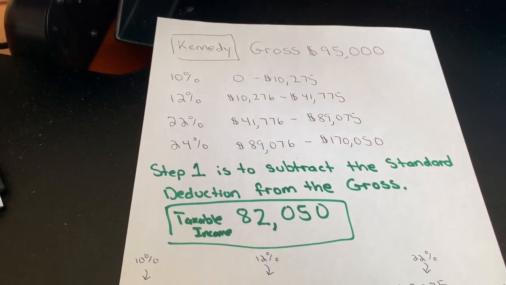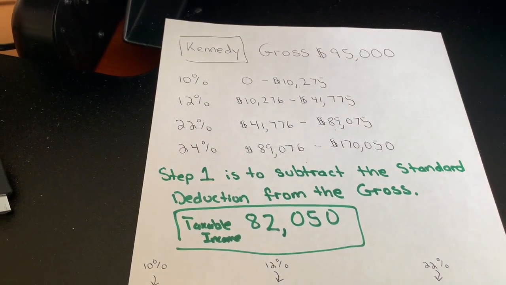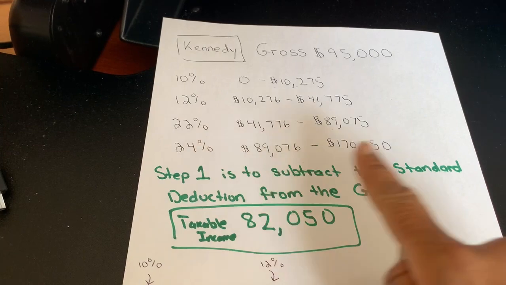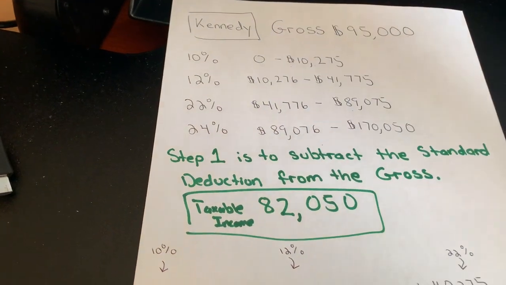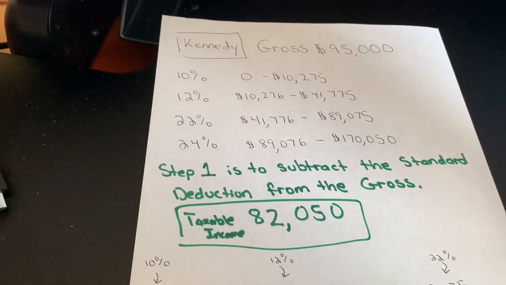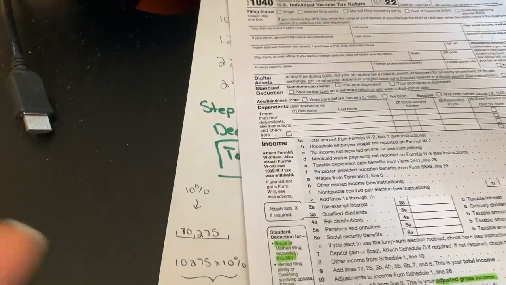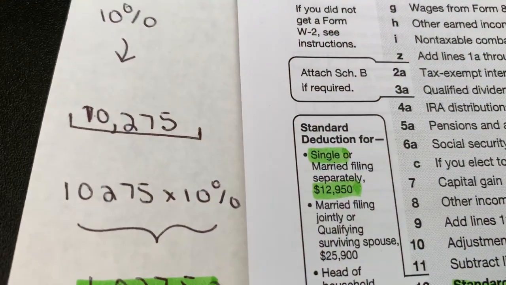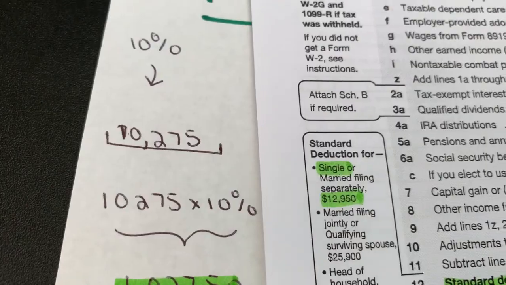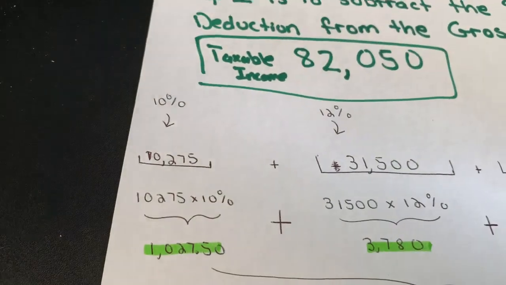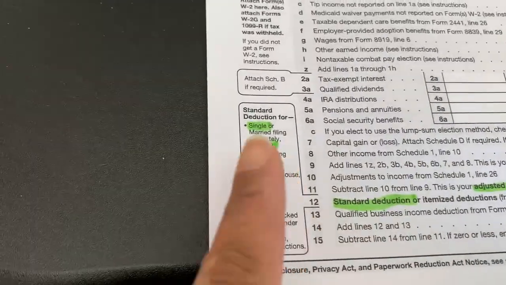So the key thing for all the problems, whatever the gross is, first thing you're going to do is subtract the standard deduction from the gross. The standard deduction is on the Google form. If not, you could just Google what the standard deduction is for 2022, and it's $12,950. And when you get to the married couple, make sure that you subtract off the married couple rate. So hopefully this is okay.